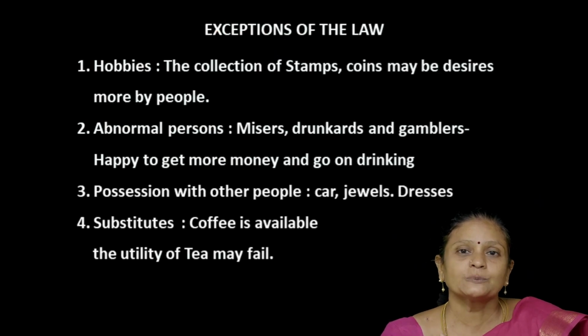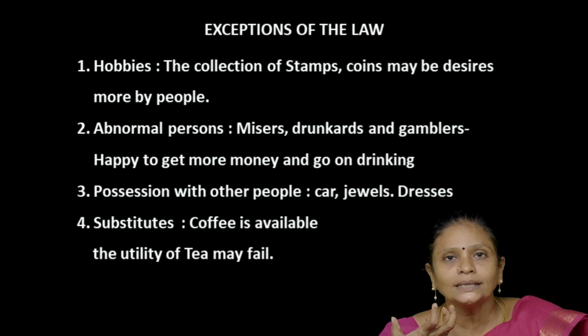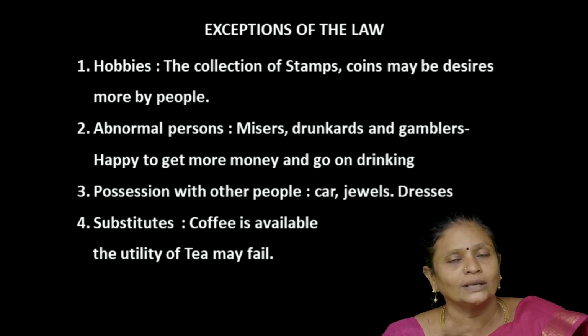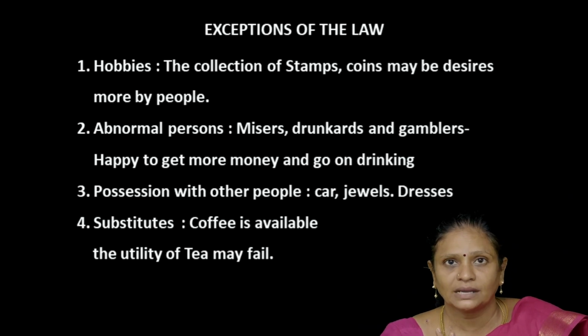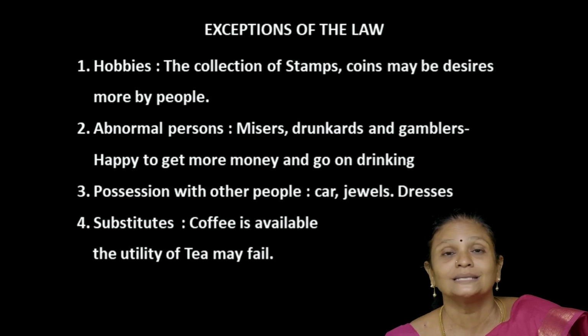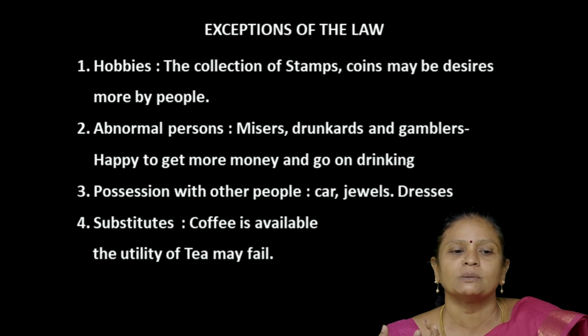Here are some exceptions to the law. In economics, not every economic theory suits all people at all times. There are some exceptions. Here we can see some exceptions to the law of diminishing marginal utility. The first one is hobbies. Hobbies means the collection of stamps and coins, which may be desired more by people. This type of people cannot come under this law.